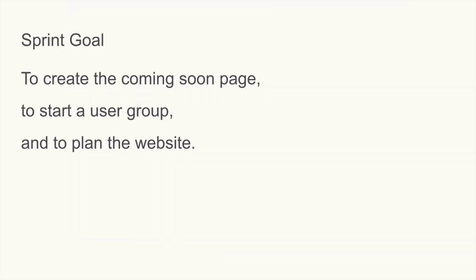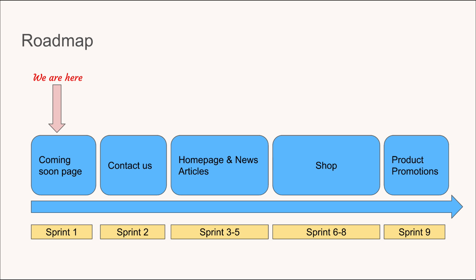So let's start off with what the sprint goal was. So we have sprint 1, and the sprint goal was, if you remember, to create the coming soon page, to start a user group so that we can get some feedback, and to plan the website. So plan the website out and architect it, decide on the technology, is what we actually wrote down at the sprint planning event.